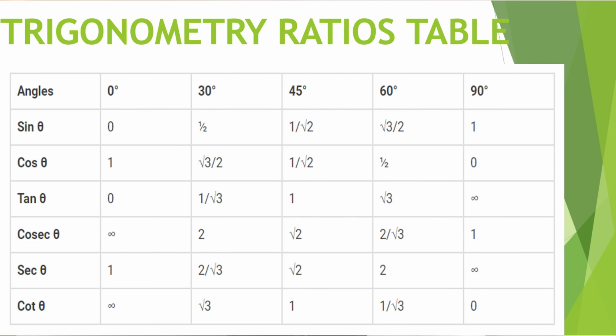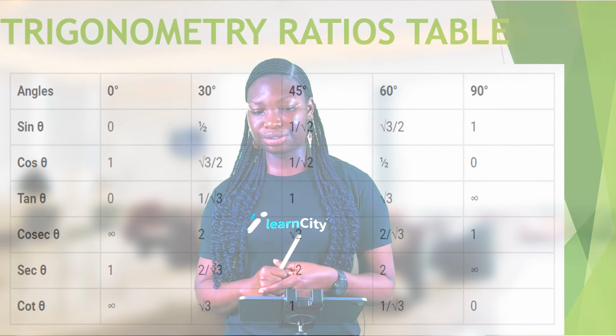It is important to know this table very well, as it helps in solving trigonometric questions, because these are constant numbers that have been established to help in solving our trigonometric questions. And now we'll solve two examples today.